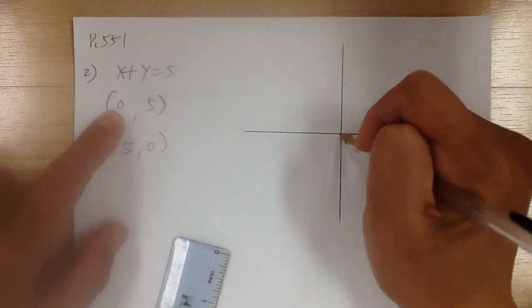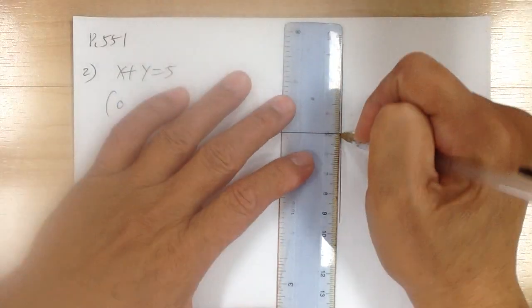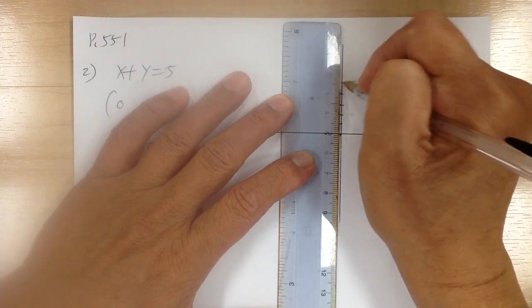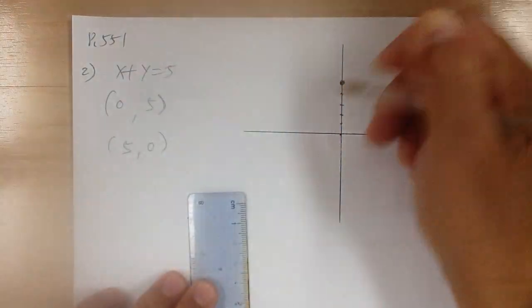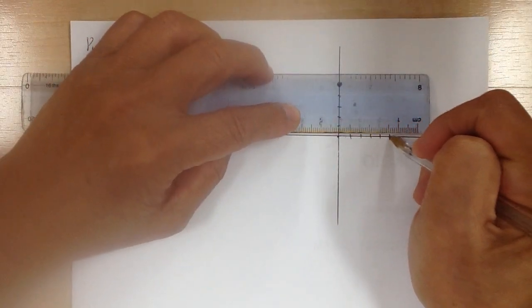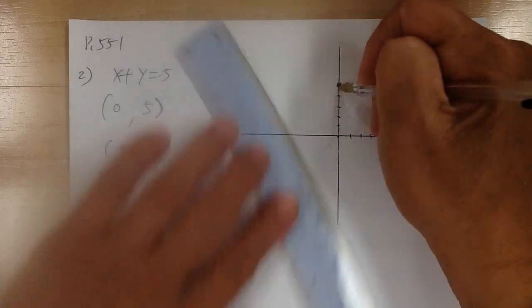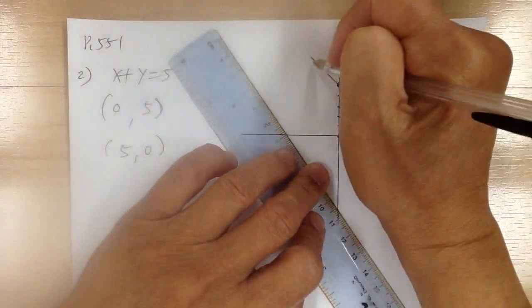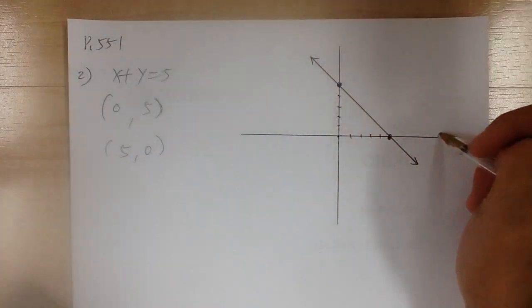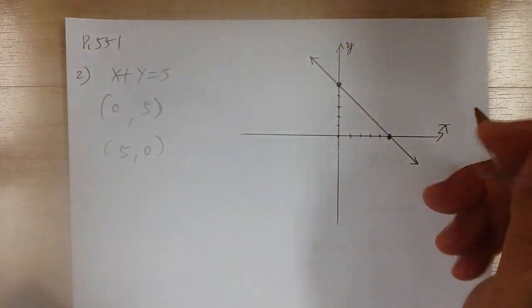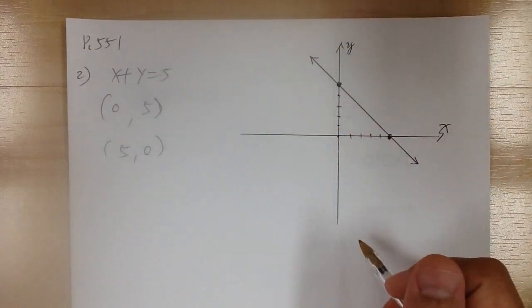So 0, 5. Okay, over here, and then you get 5, 0. And then you connect the two intercepts, and there would be a graph. And make sure you have the arrows on the end, so it shows that the graph goes on. Okay, let's go to the next one.